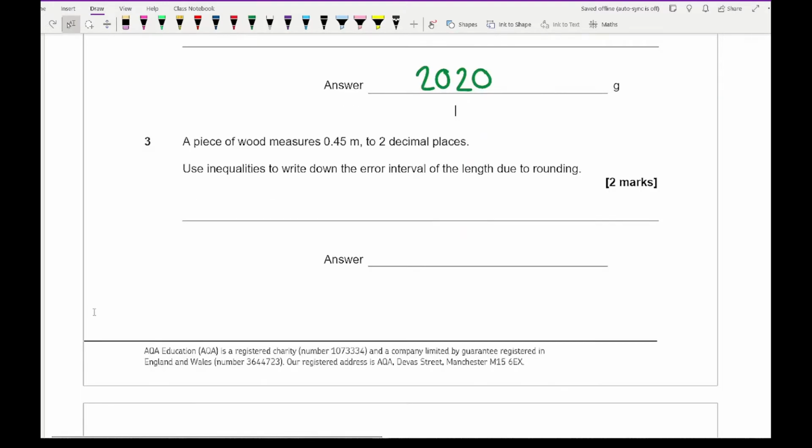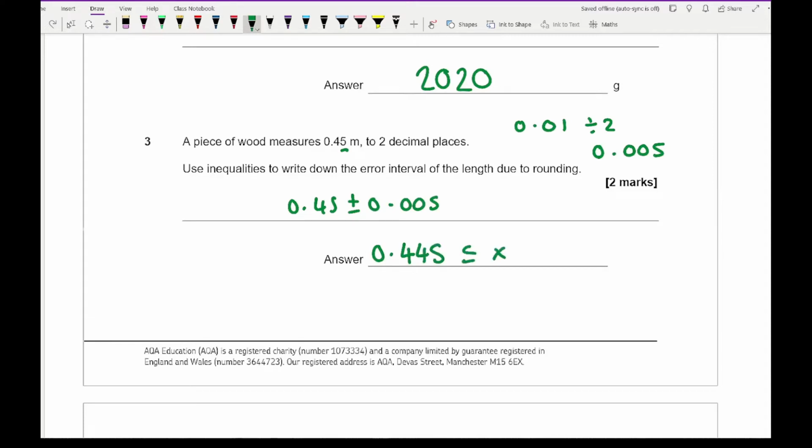Moving on to question 3, it says that a piece of wood measures 0.45 meters to 2 decimal places. Use inequalities to write down the error interval of the length due to rounding. So for this, to second decimal place, that's going to be 0.01. So if we divide that by 2, I get 0.005. So then I've got 0.45 plus or minus 0.005. And so therefore the lower limit is going to be 0.445, and if we just use x as our letter, now you could use any letter you want, the upper limit is going to be 0.455.